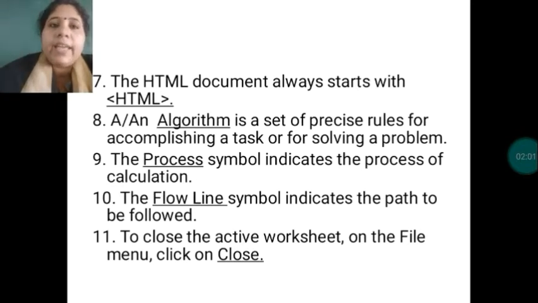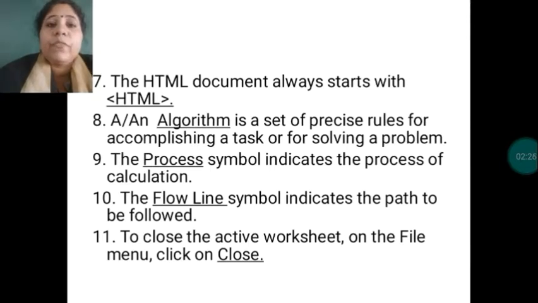Eighth, an algorithm is a set of precise rules. Algorithm is a set of rules, understood, for solving certain problems, for accomplishing a task or for solving a problem. Ninth, the dash symbol indicates the process of calculation. Do this step, then the second step, understood? So process, it is in rectangular shape.